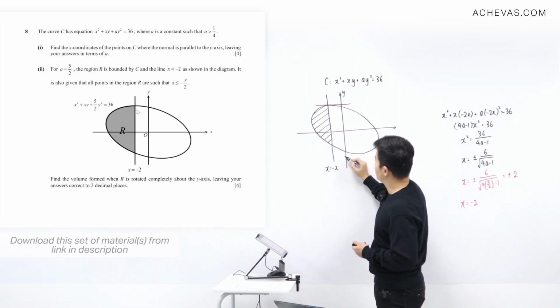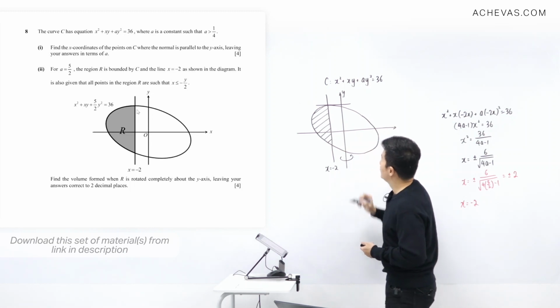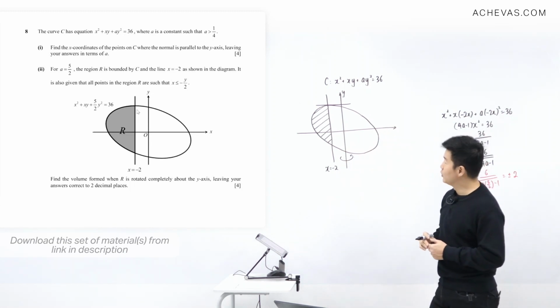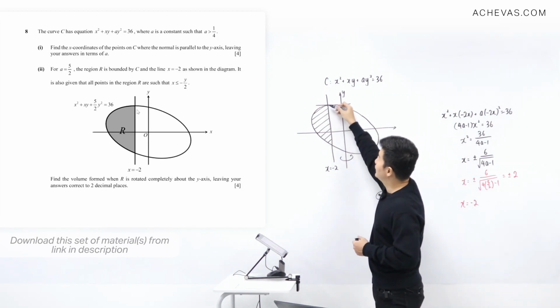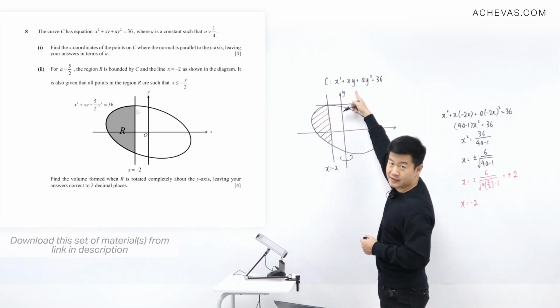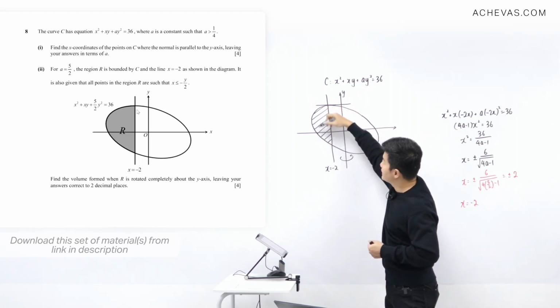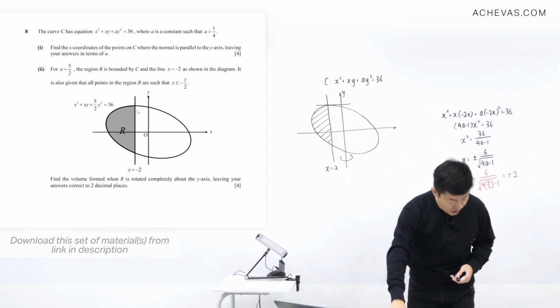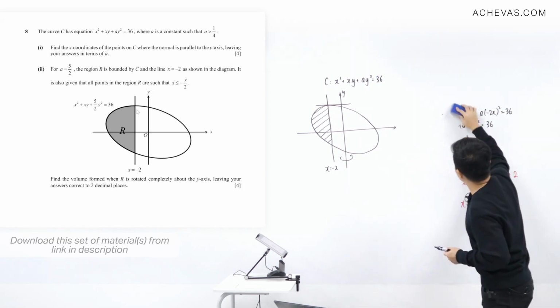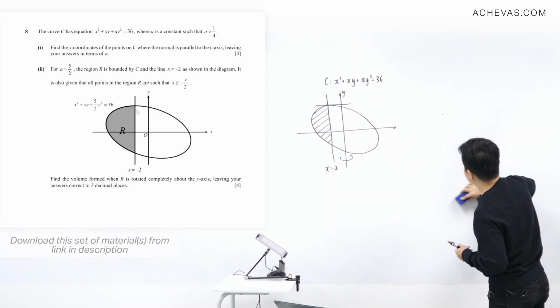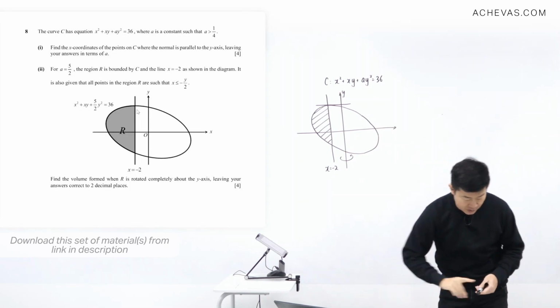This region here is going to be rotated about the y-axis. So there are a few things that we need to know. We need to know the equation of this, not using this, because this is not a function. So we need to know the equation of specifically just this with respect to the y-axis. One of the first things we can try to do is to make x the subject, based on the equation of curve C that is given to us.